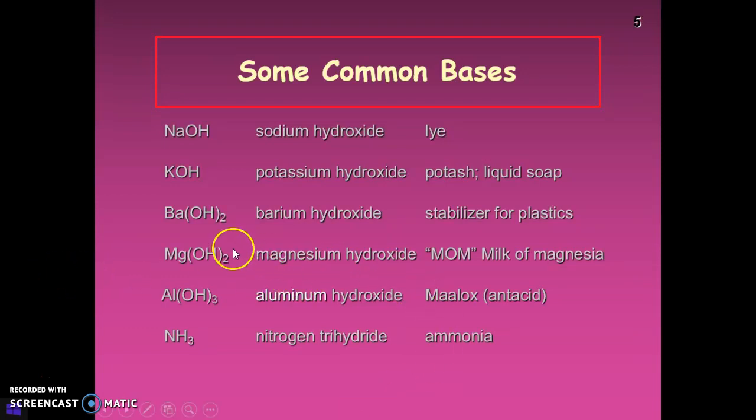Milk of magnesia is magnesium hydroxide. That's an antacid that they still sell to this day. Maalox contains the base aluminum hydroxide. Again, it's an antacid. When your stomach is producing too much H+, you take an antacid, a base, in order to change that. And then probably the base you're most familiar with is ammonia, NH3.